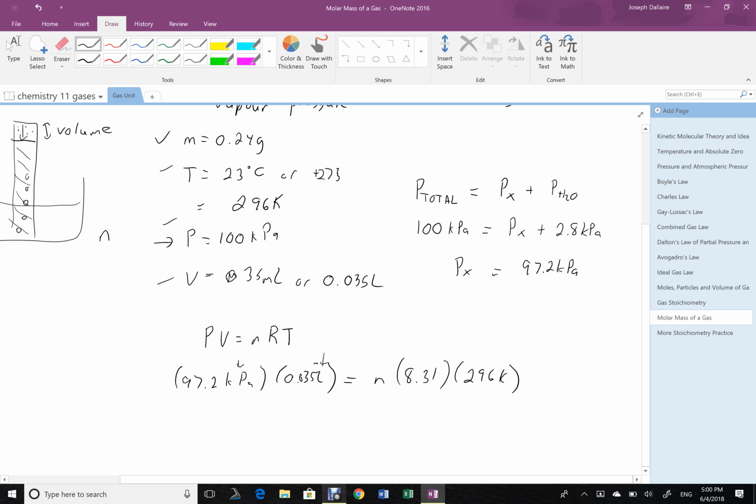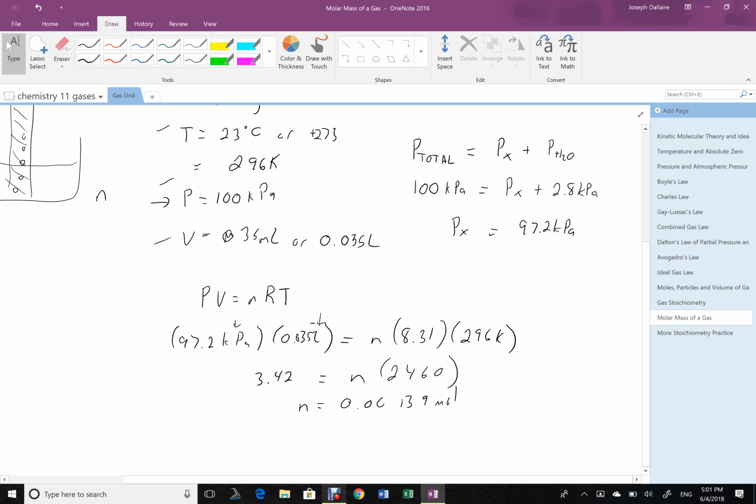Okay, so 97.2 times 0.035 is 3.42 on this side. 296 times 8.31 is 2,460 over here. So I end up with 0.00139 moles.